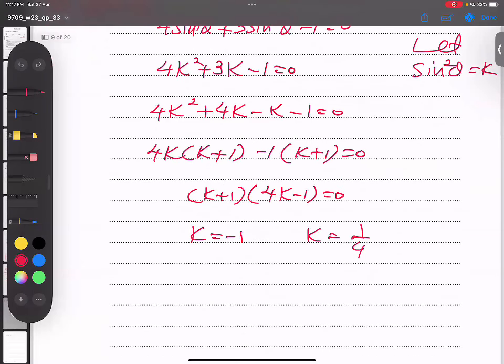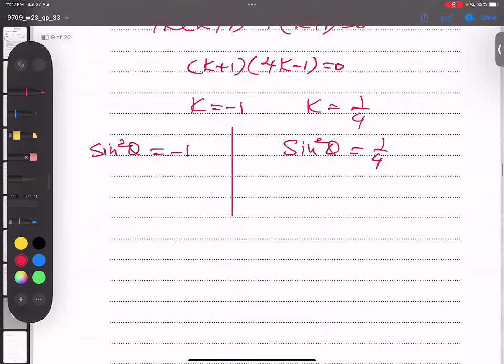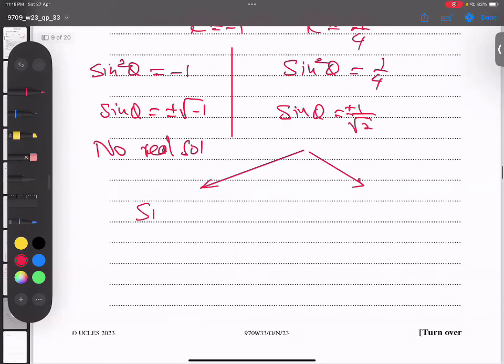So sine square theta is equal to minus 1. And sine square theta is equal to 1 over 4. If I take a root here, you know it very well, plus and minus. So no real solution. Whereas here, if I take a root, students, I get 1 over root 2 plus and minus, 1 time positive and 1 time negative. So I got sine theta is equal to 1 over root 2 positive, and sine theta is equal to minus 1 over root 2 negative. I hope this much is clear.